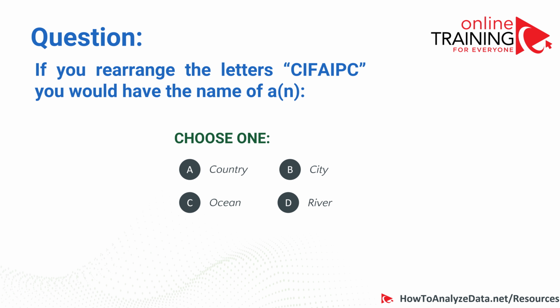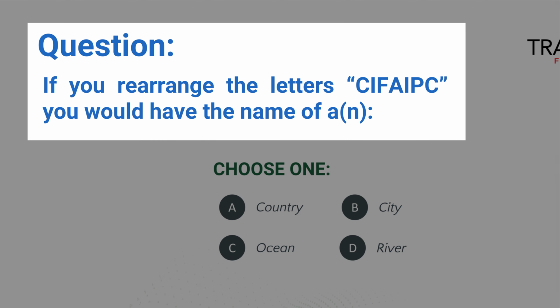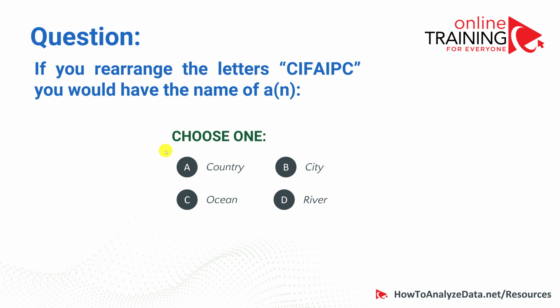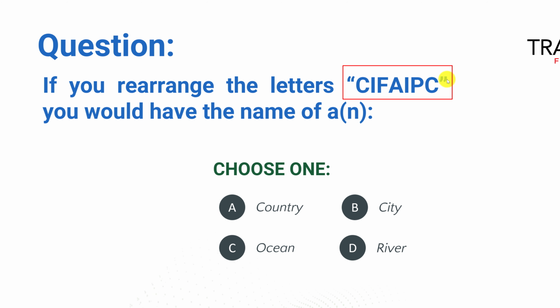Now let's look at the question which is frequently used as part of verbal reasoning, aptitude test, and psychometric tests. If you rearrange the letters CIF, AIP, C, you would have the name of, and there are 4 choices: country, city, ocean, and river. So the tricky part of this question is that these are not the final answers. You can't rearrange this set of letters to get to the country. You can't rearrange it to get to the ocean letter or to any one of these letters. It is country name that would be a result of this rearrangement, or ocean name, or city name or river name. So let's see if you can get this one correctly.